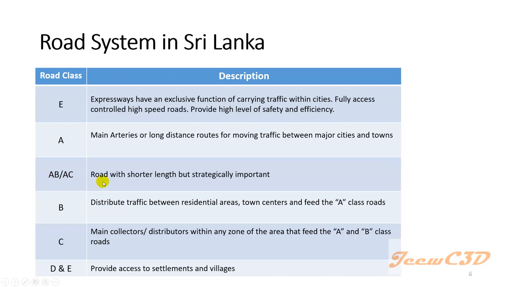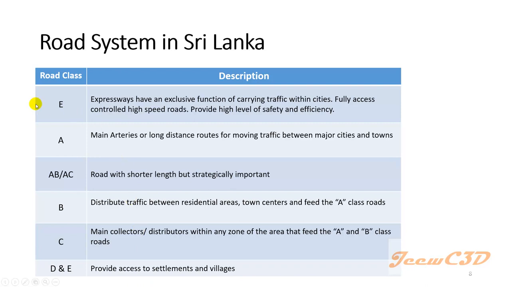And AB and AC class roads are major roads but in shorter lengths. So they are within a province but they have high importance. That is why I call them AB or AC. So B class roads are within a province. Especially this E, A, AB, AC and B class roads are governed or maintained by the Road Development Authority, and then the C class roads are maintained by the Provincial Road Development Authority, or PRDA. Then D and E class roads are the small roads we use to access our homes or villages.